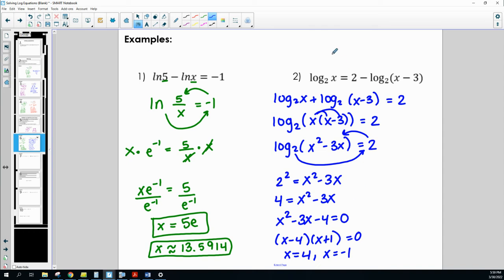Now I need to check these. Again, I'm going to go to my original equation, and I'm only looking at the arguments. The arguments are what's next to the log. So if I plug a 4 in, this argument is positive, and this argument is positive. So 4 is a good answer. Now if I go to plug in -1, this is a negative, and this is a negative. Okay, it doesn't matter if both of them are negatives. If only one of them is negative, it is an extraneous solution. So x equals -1 is extraneous because it makes the argument negative. So our only answer here is x equals 4.